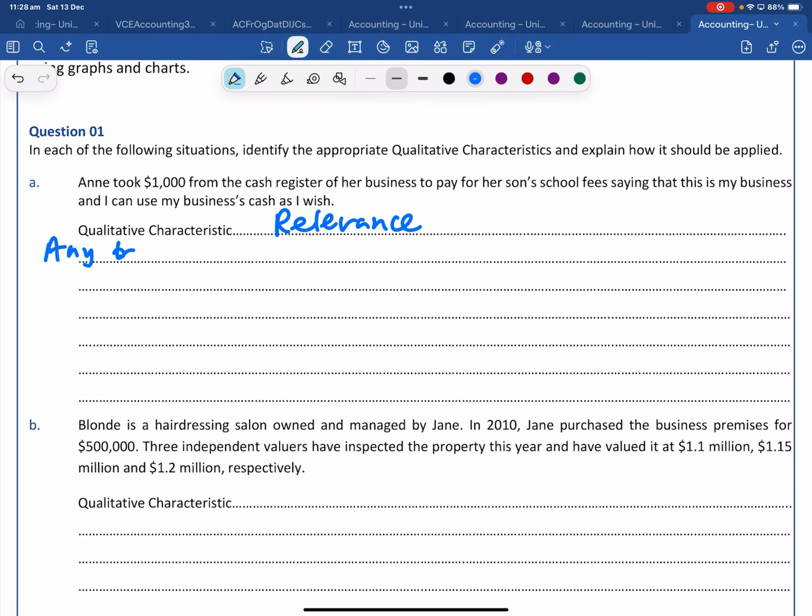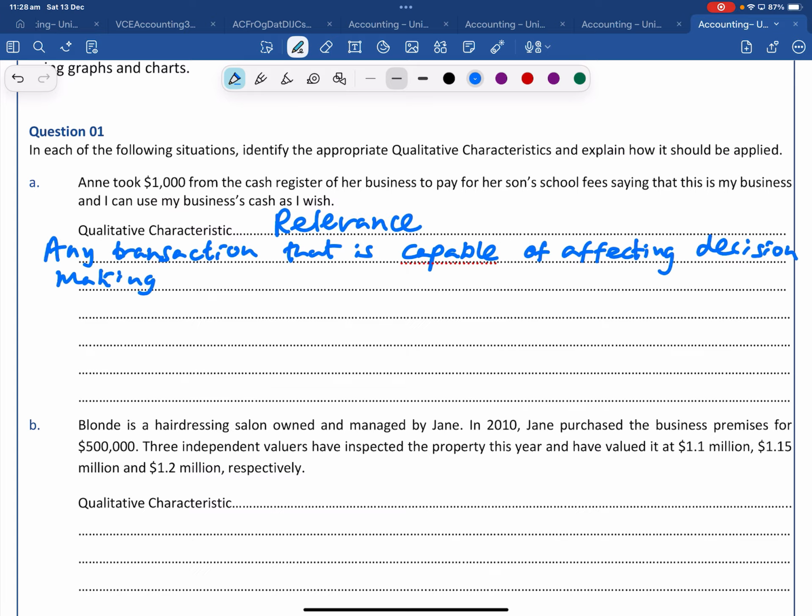Any transaction that is capable of affecting decision making must be recorded according to relevance.